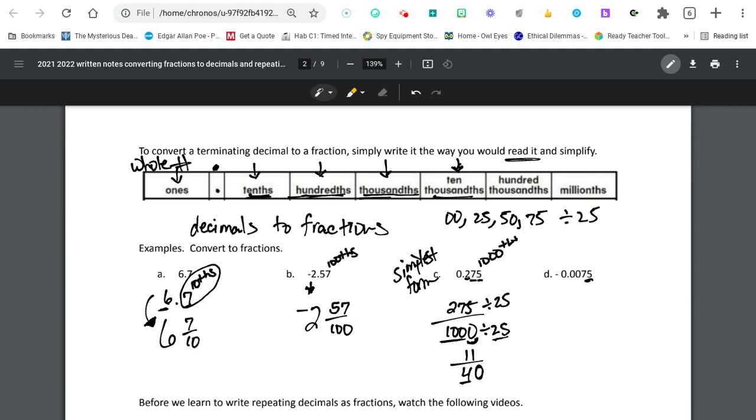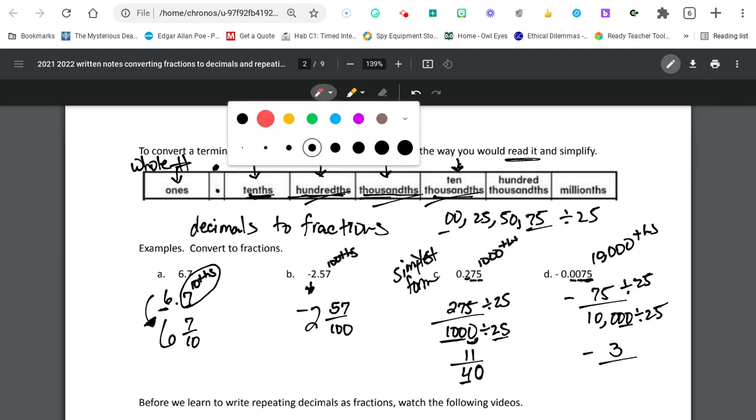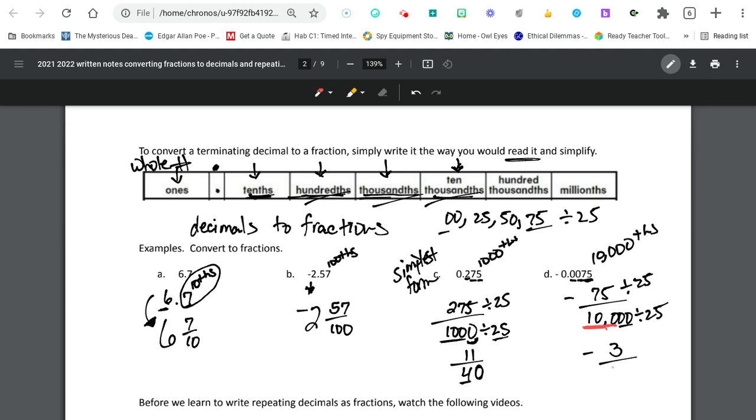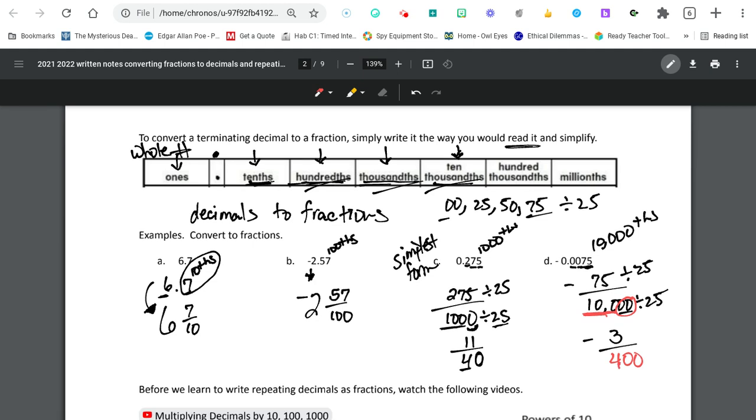Here, this 5 ends 1, 2, 3, 4 places after the decimal, which is the 10,000ths place. So this is going to be negative 75 over 10,000. I see two 0s and a 7 and a 5, so I'm going to divide both of them by 25. How many quarters make 75 cents? That would be 3. Now all I need to do is think of how many quarters make $1. That's 4. How many zeros will be left over? 2. So that's negative 3 over 400. That's an easy way to simplify.